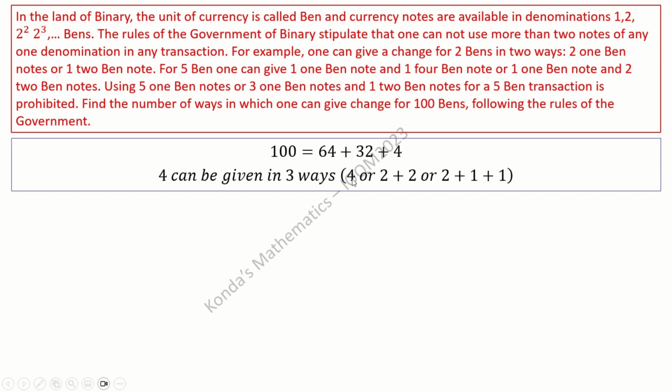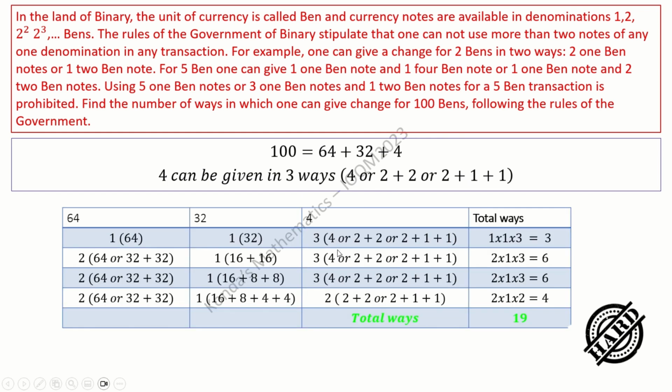Either you can give 4, or 2 plus 2, or 2 plus 1 plus 1. Okay. We did not cross two denominations anywhere. Now, in a similar way you have to do it for 64 and 32. So this is simply a counting problem. If you see, you have to be very careful. That's why it is hard. Now 64 you can give as 1 64, 32 as 1 32, and 4 all the three ways. Okay. So 1 into 1 into 3.